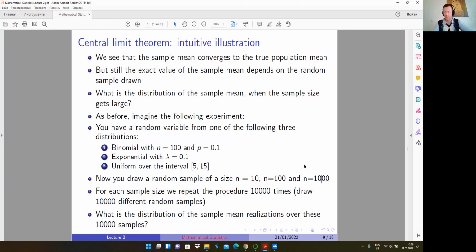That's something similar to what we had yesterday with the 3 dice. I throw 3 dice once, calculate the average, throw 3 dice a second time, calculate the average, and so on. So in this case, I do this for the sample 10, for the sample 100, for the sample 1000. So let's see.